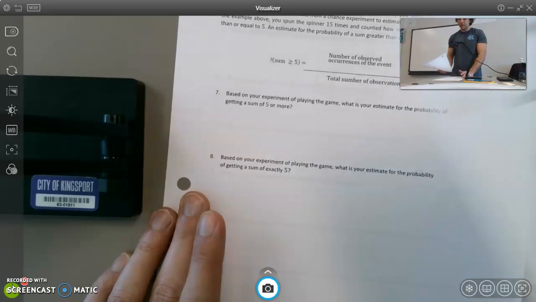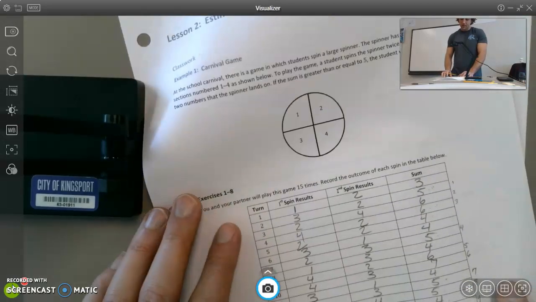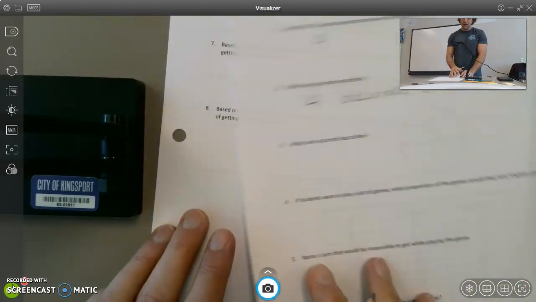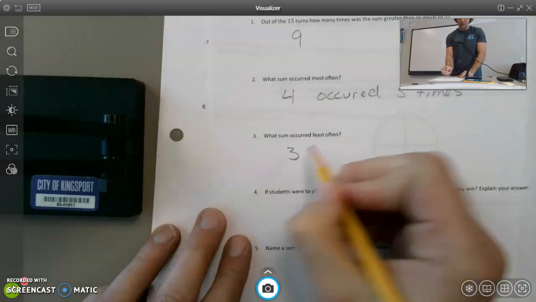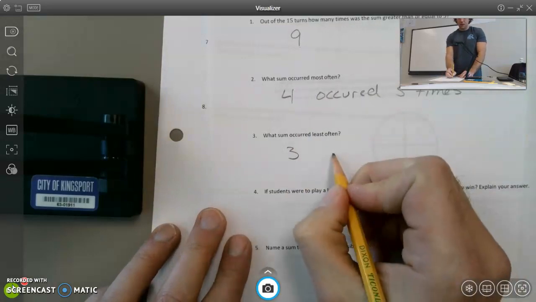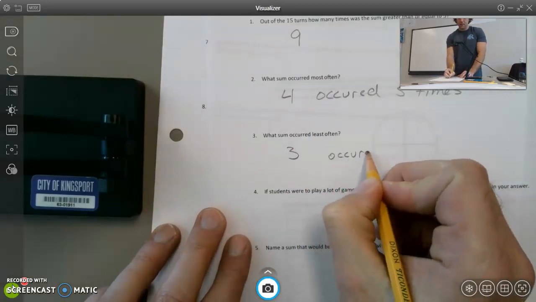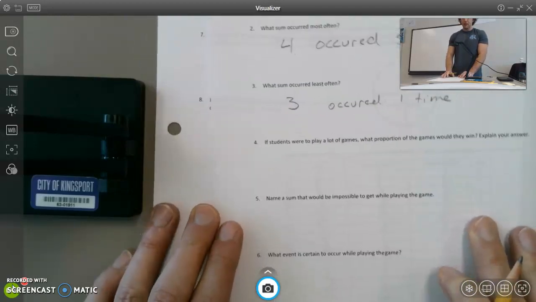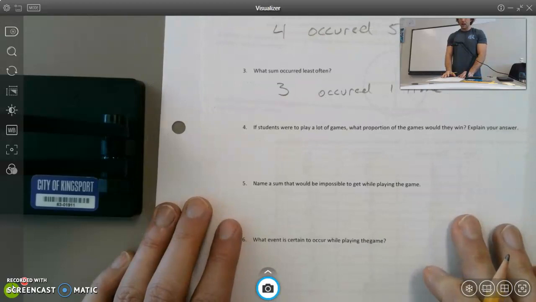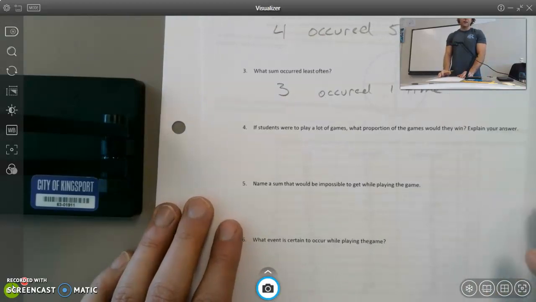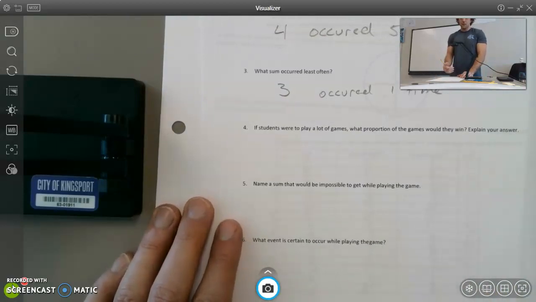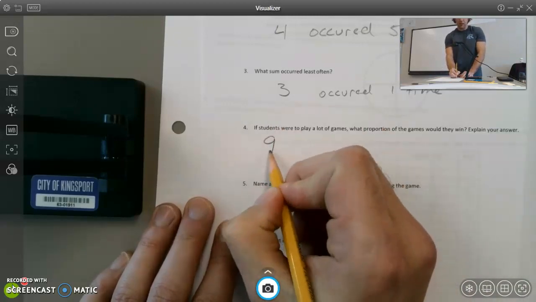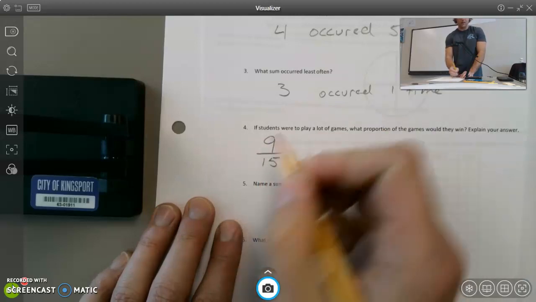Which sum occurred least often? Interestingly, I did not get 2 or 8, which were possible, and 3 only occurred 1 time. If students were to play a lot of games, what proportion of the games would they win? Explain your answer. Well, what we would do is to compare the number of times we won to the number of times we played. So we won 9 out of 15 games, right?